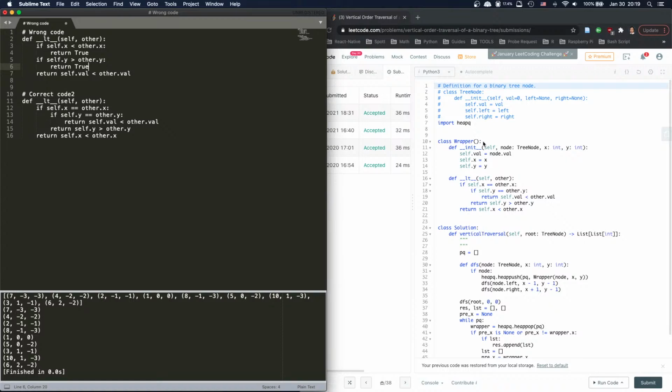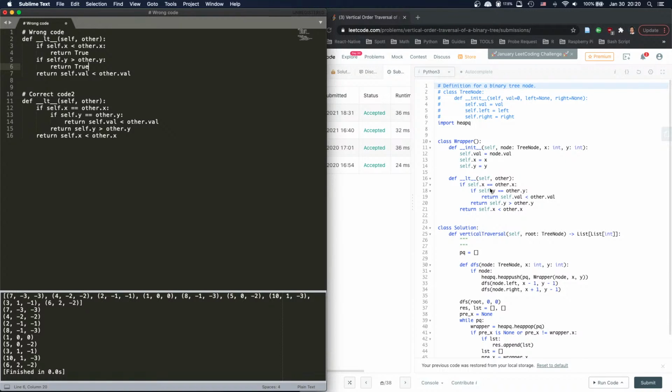It's called Wrapper, and in Wrapper we have to implement this dunder __lt__ function such that when we push this wrapper into a list, and heapq tries to do the heap magic, it uses this function to compare two different wrappers. So we need to tell heapq how the wrappers are ordered.